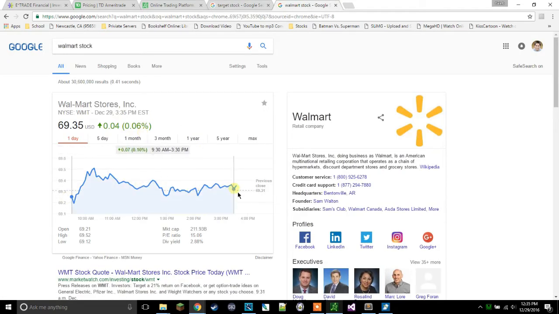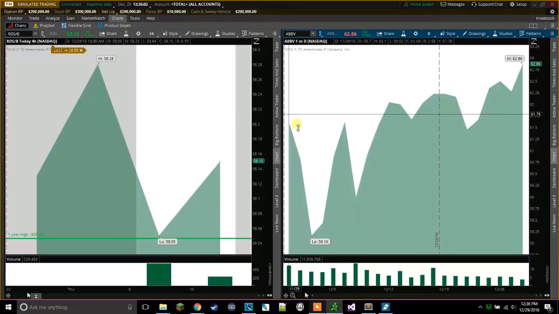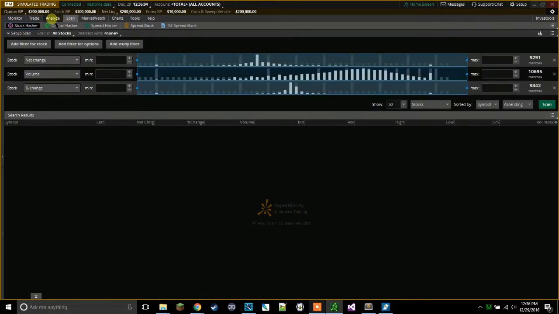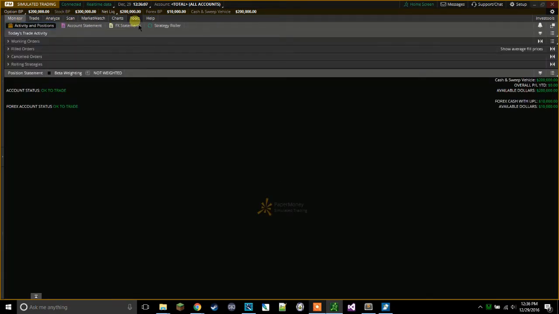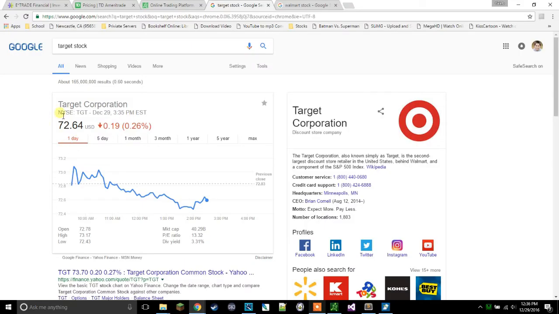You could just use Google to use it, but there are obviously some very technical platforms that you could use. Like this one right here is called Thinkorswim. I will talk about this in a later episode, but right now this is for later on. So back to this.